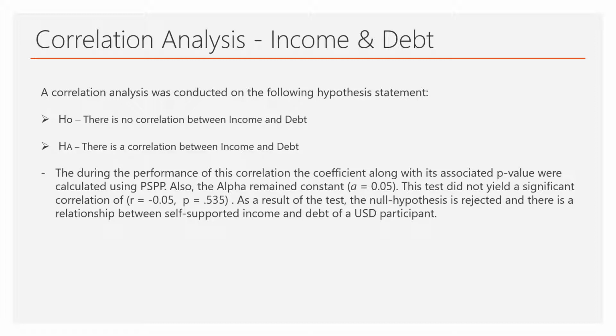Of course, in looking at this information, PSPP, which is a tool used to perform and conduct a correlation analysis, a two-tailed one, we're actually looking at the alpha remaining constant at 0.05, and we have a significant correlation coefficient of negative 0.05 and a p-value of 0.535. As a result of the test, the null hypothesis is rejected, and there is a relationship between self-supported income and debt of a USD participant.